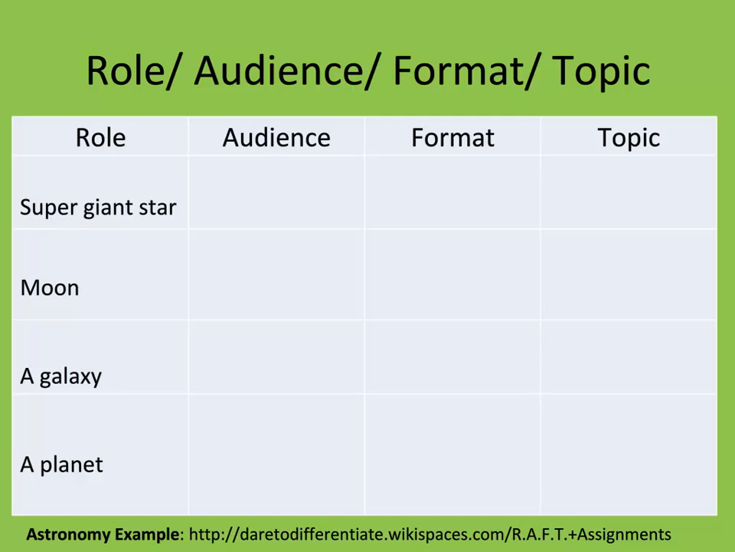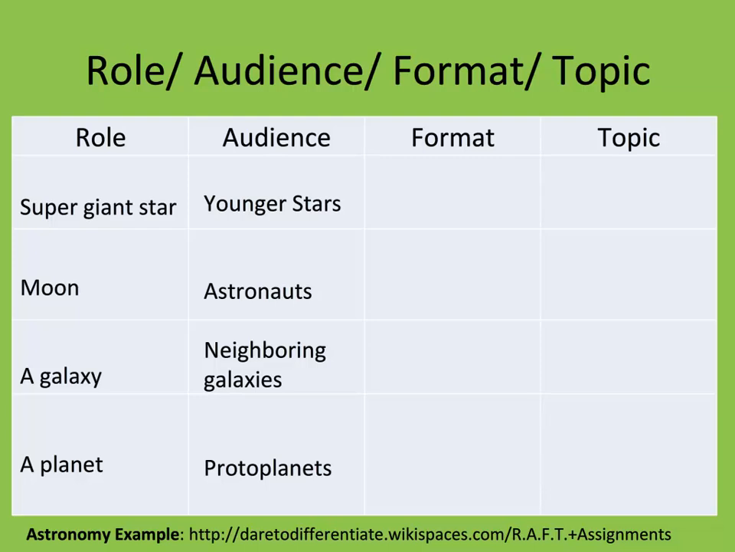The first column is role, which tells you which point of view you will be using in the writing. We are going to use an astronomy example. The second column is audience, who you are writing for. In this case, the supergiant star is writing for the younger stars. The moon is going to write to the astronauts, and so on.